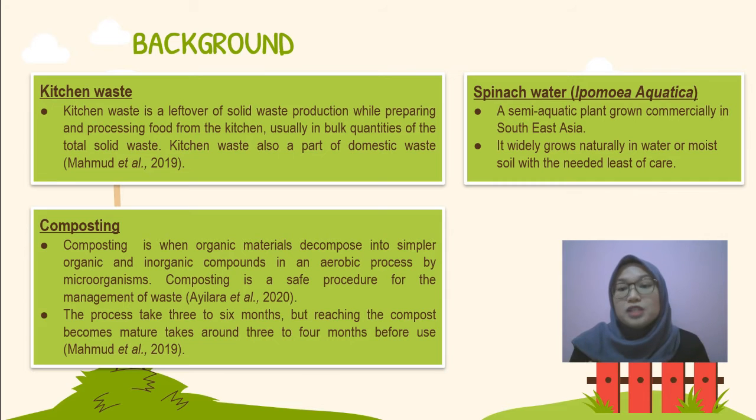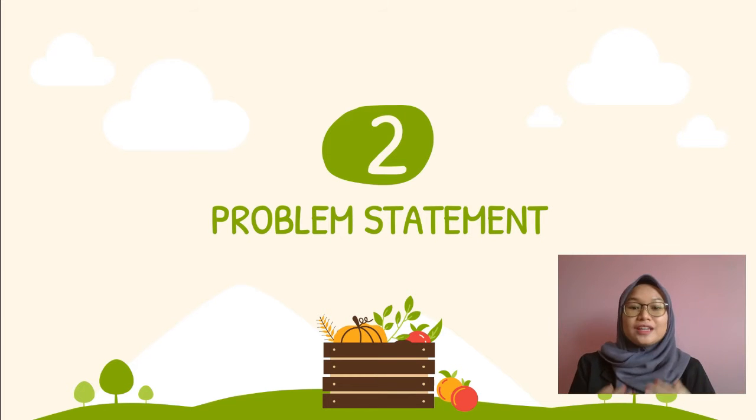Next is the water spinach, Ipomoea aquatica. This plant is a semi-aquatic plant that is grown commercially in South Asia. It is widely grown naturally in water and also in moist soft soil with minimal care. Now, we are done with the background of my project.